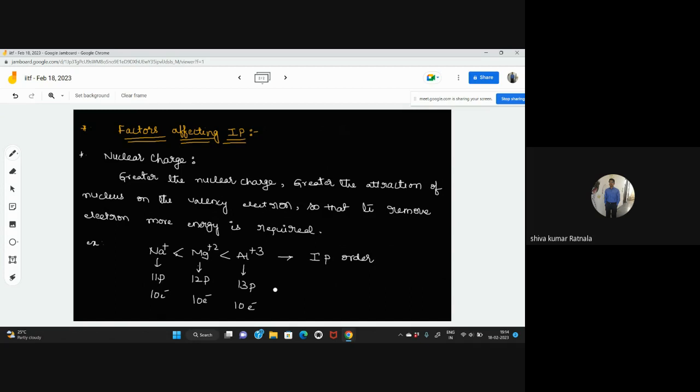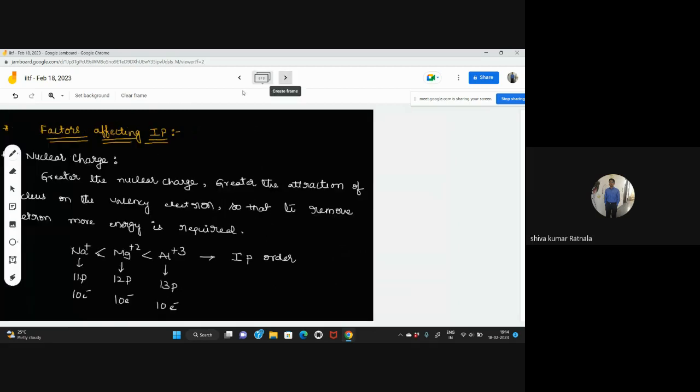Sir, that means aluminum has greater attraction, sir. So can we say from the start of the periodic table to the end, IP value keeps increasing? In periods it will be like that. Okay, sir. Next one. What is periodicity, sir? Yes. Next one is atomic size. Can you move to the previous slide?